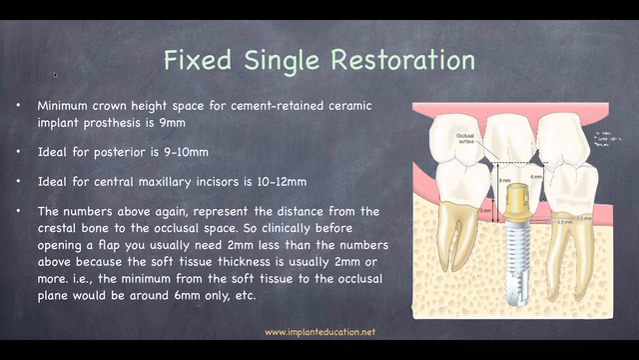As you know, we have cement retained or screw retained prosthesis, and then each of these 2 prostheses could be ceramic or porcelain occlusal or metal occlusal. So we have 4 different fixed single implant prostheses, and we're going to start with the ceramic fixed cement retained. This is probably the most popular, if you will, implant restoration.